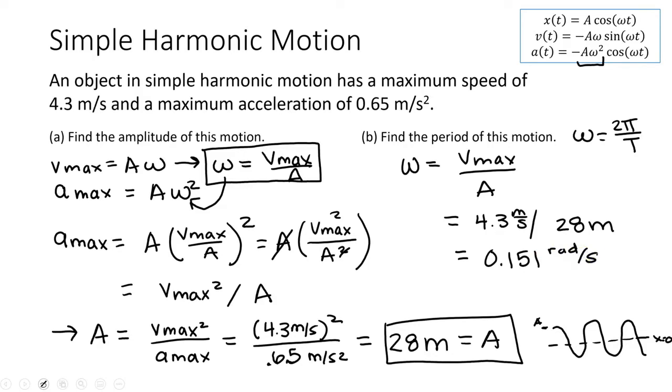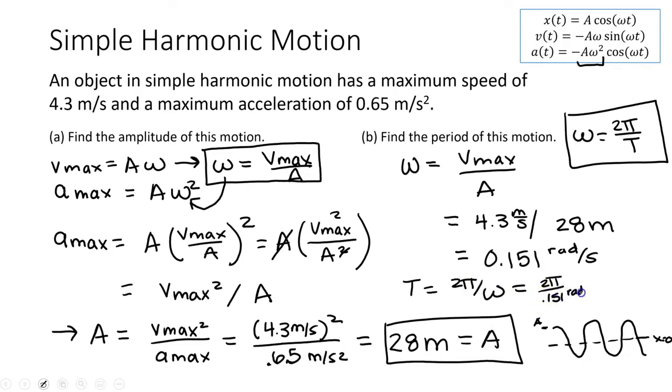So then I have omega, and it's pretty straightforward to calculate the period. Rearranging this equation up top, that omega is equal to 2 pi over T, I would get T is equal to 2 pi divided by omega. That's just going to be 2 pi divided by 0.151 radians per second. All right, and so then I end up with seconds in the numerator, which is great. That's what I want for the period. And when I calculated that out, I got 42 seconds. So that'll be our period here.